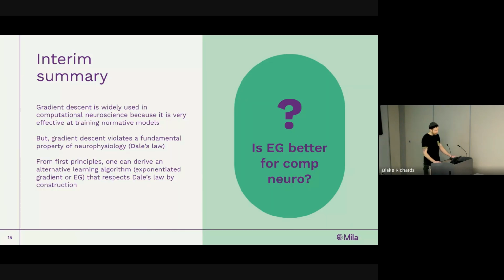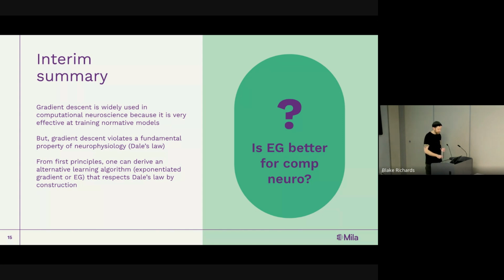Okay, so as an interim summary, gradient descent is widely used in computational neuroscience because it's very effective at training normative models. As someone who has done computational neuroscience work for several decades now, it was always very frustrating when you would try to train a model on some relatively toy task that's kind of like what animals do, like controlling a simple arm or recognizing images, and you couldn't do it. Gradient descent always ended up being our go-to because we were tired of this model not training properly, so we'd train it with gradient descent and then study what it does. But gradient descent does violate some fundamental properties of neurophysiology, including Dale's law.